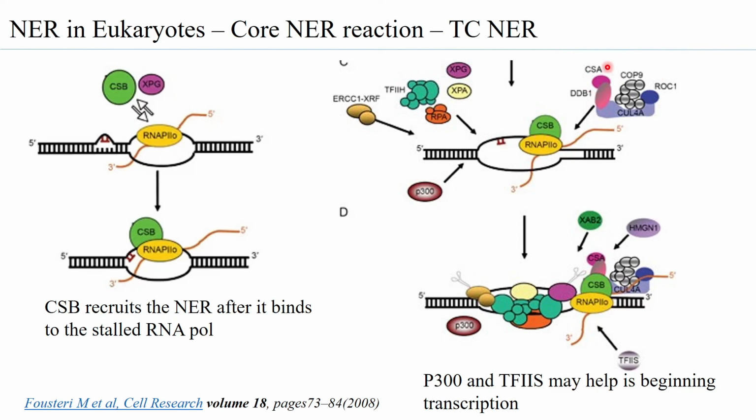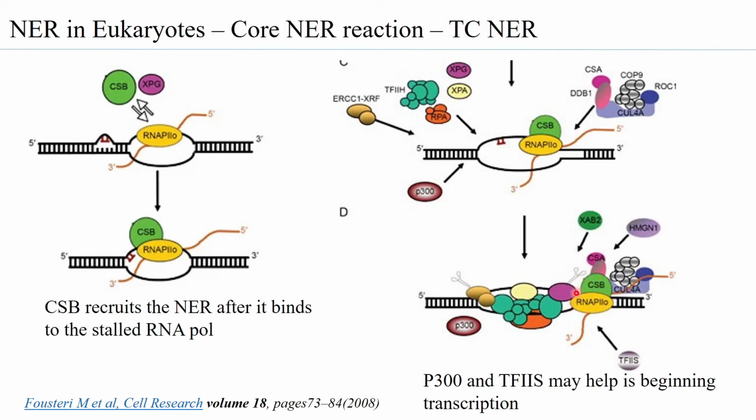Interestingly, CSA does not come and bind independently; it comes as a complex which includes the ubiquitin ligase 3 system made from COP9 and ROC1, and it also has the DNA damage binding 1 protein. So this will come and bind to the RNA polymerase and the RNA that has been formed. XAB2 also comes and binds to stabilize this complex.